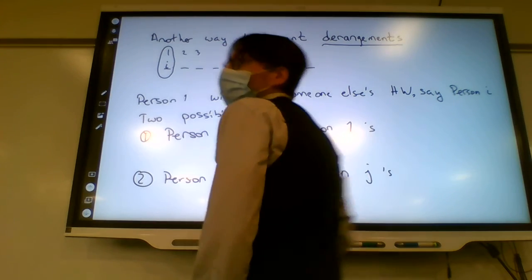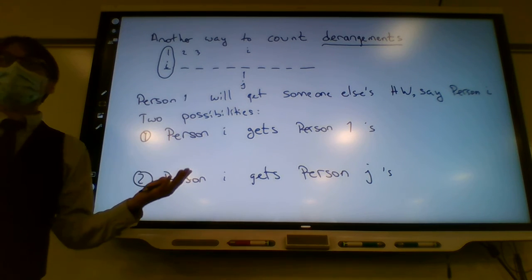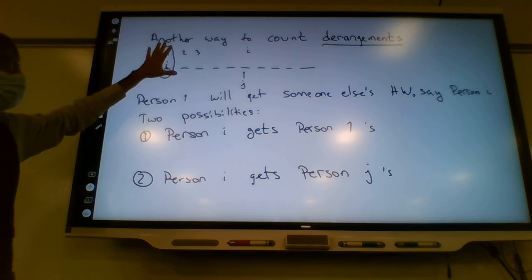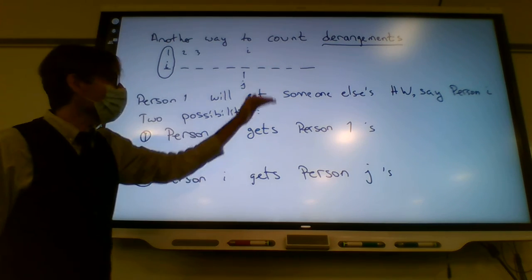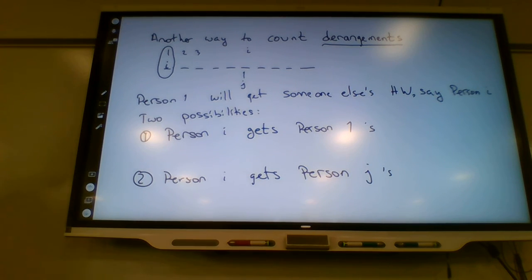All right, so nobody gets their own. So person one will not get their own. Person one gets somebody else's, and that's a guarantee. Now we're going to look at that person and say, what could happen? So if person I gets person one's, then what happens?